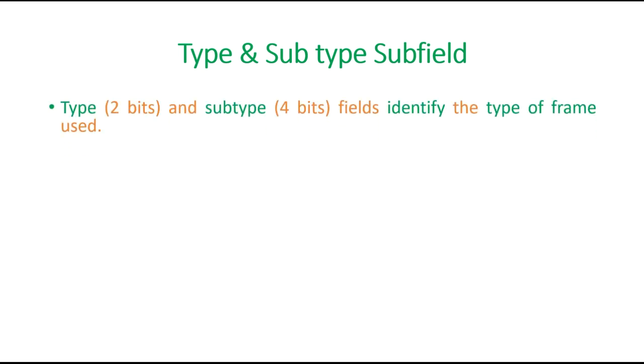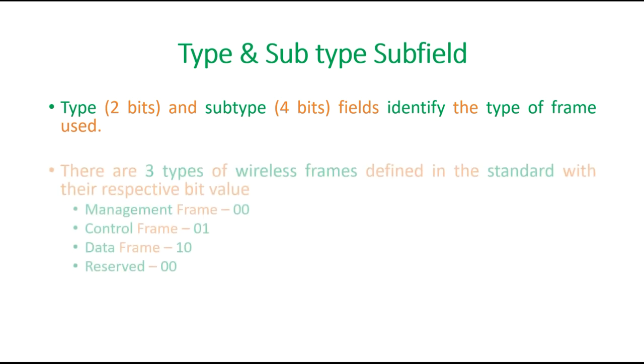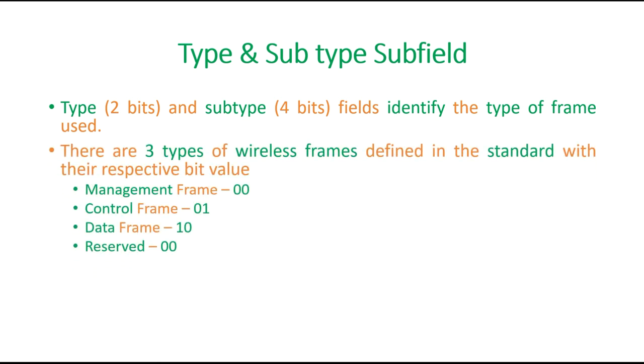Coming to the type and subtype subfield. Type is of 2 bits, whereas subtype is of 4 bit size. So using this, we can identify the type of frames used. There are 3 types of wireless frames defined in the standard. The first one is the management frame, whose value is 00. The second one is the control frame, 01. The third one is the data frame, that is 10, and the last one is 11, which is reserved for future use.